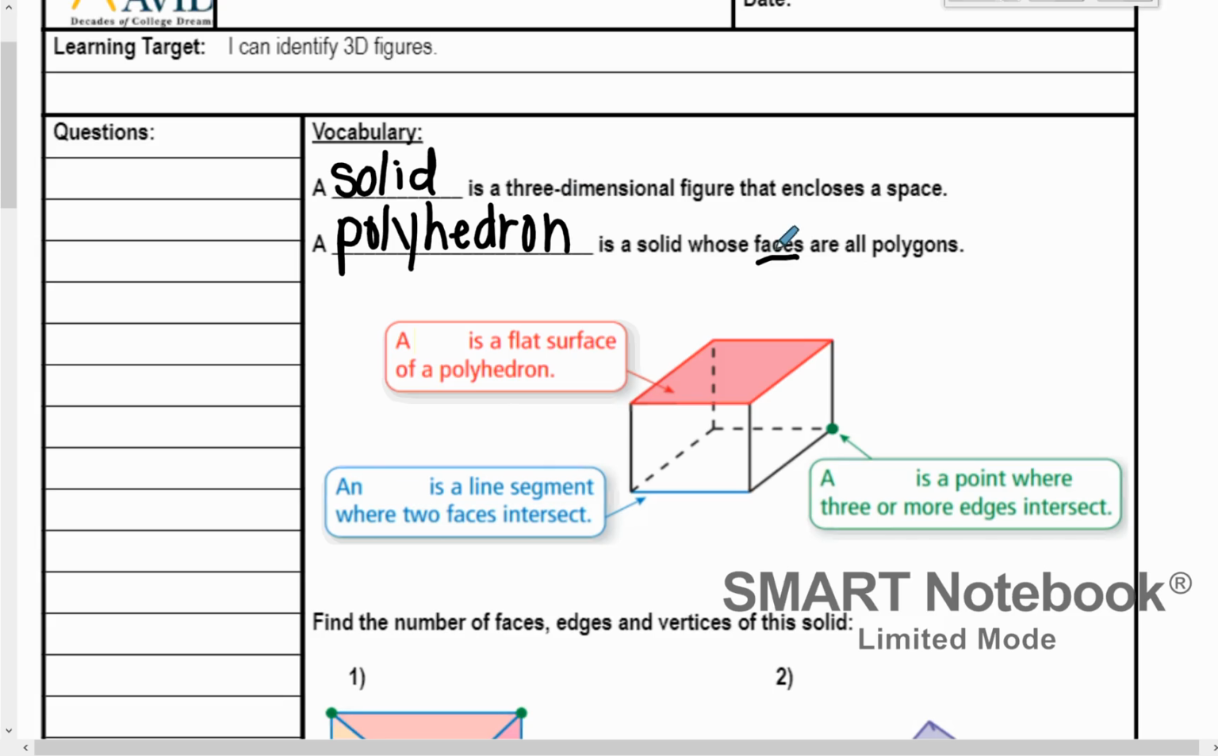Let's talk about what a face is. I can't fit it in here, so I'm just going to write it above. A face is a flat surface of a polyhedron. So what's shaded here in red is considered a face. It's basically like all the sides.